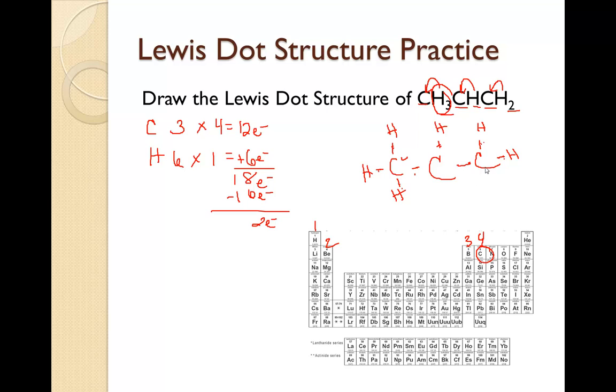We only have 2 more electrons to give. So that means that they actually end up sharing those 2 electrons. So that way they can both be a full octet. 2, 4, 6, 8. 2, 4, 6, 8.